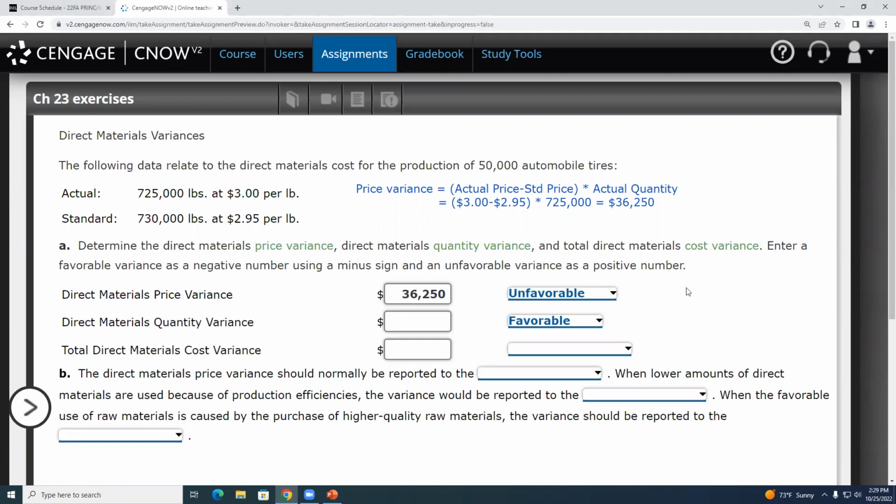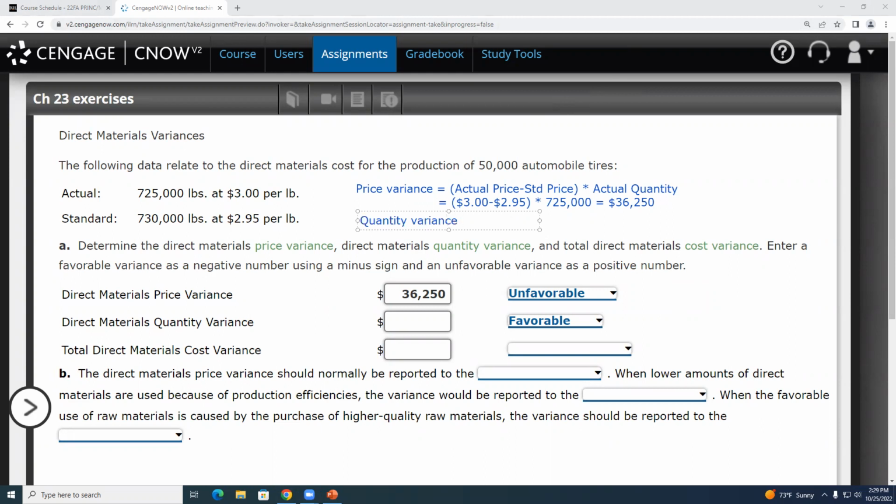Make sense so far? Again, you need to be able to use the formulas, but I also want you to be able to think through why it's favorable or unfavorable. Where does that number come from? What does it mean? And if everybody's okay with that, then we'll go ahead to the quantity variance.